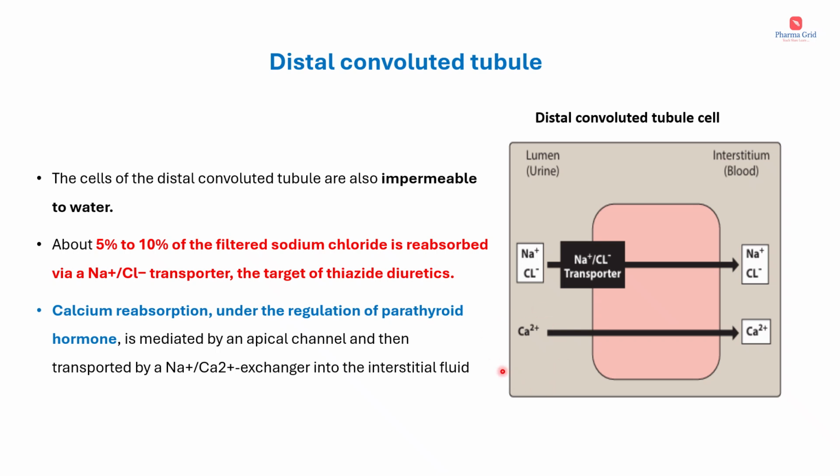One more thing, calcium reabsorption also takes place in the DCT. Calcium reabsorption, under the regulation of parathyroid hormone, is mediated by an apical channel and then transported by a Na+ calcium exchanger into the interstitial fluid. So in the DCT, sodium, chloride and calcium are reabsorbed.